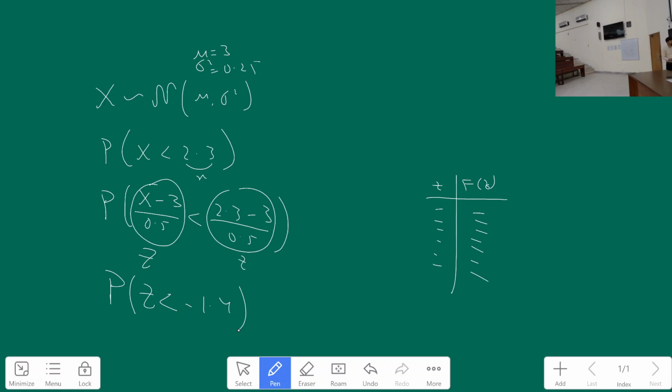This equals this equals this. Now you are in the standard normal format. Go to the table, find minus 1.4. Whatever value you see, that is your answer. You should see actually 0.080. Smart, huh? So any mu or sigma, all are covered by one table. Let's look at another example.